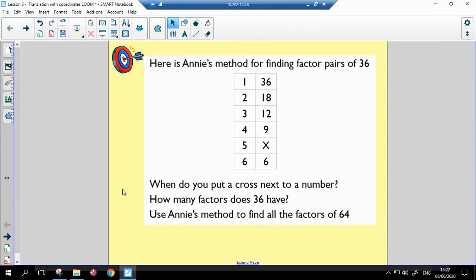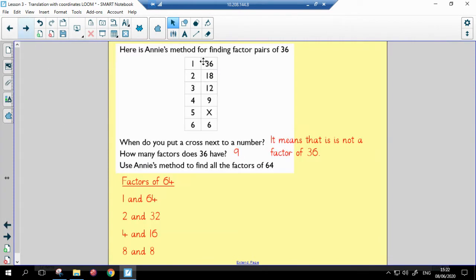I've got a starter activity here for you about factors. I'd like you to have a go at these questions, and then when you're ready, move on with the video and have a look at the next slide with the answers. And here are your answers. Remember to keep practicing your times tables.